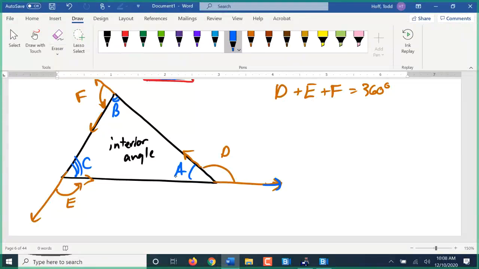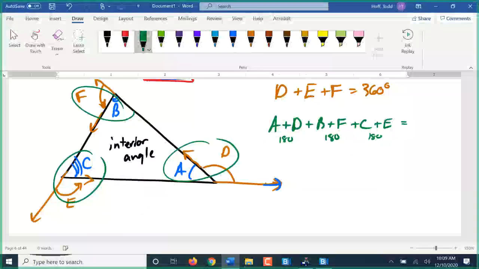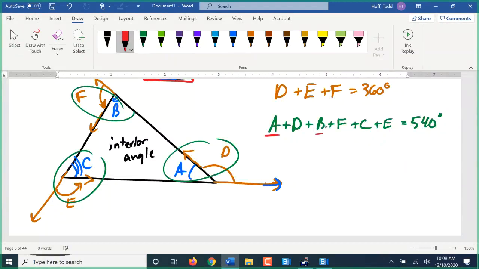What I know here is that angle A plus angle D is a linear pair. It adds up to 180. B plus F is also 180. And C plus E is also a linear pair. That's also 180. Well, if I add all of those together, 180 plus 180 plus 180 is 540 degrees. But I only want the interior angles. I only want A, B, and C.